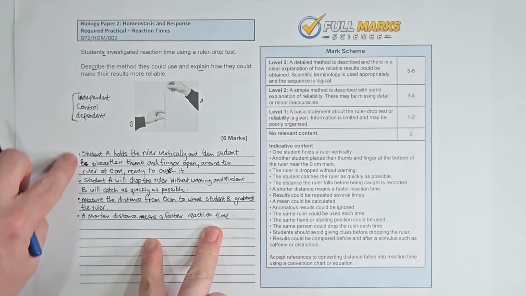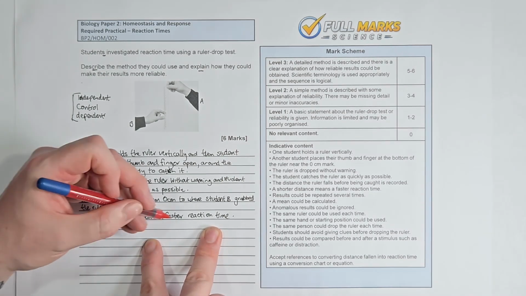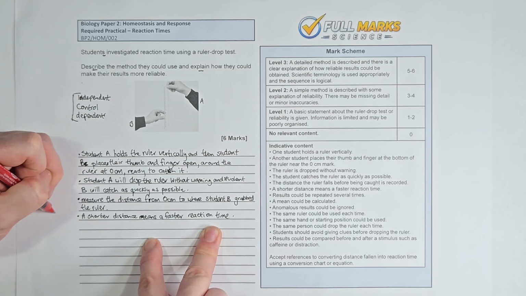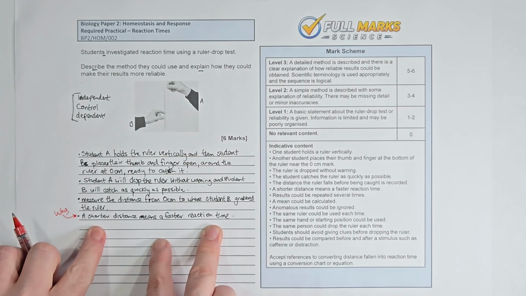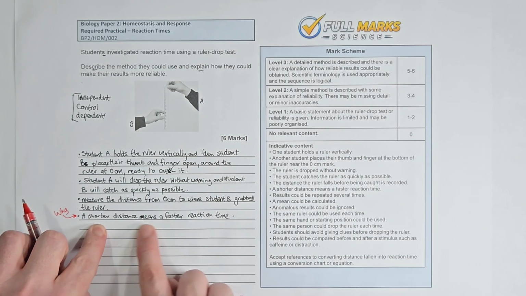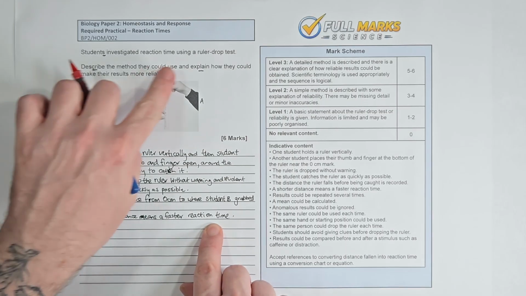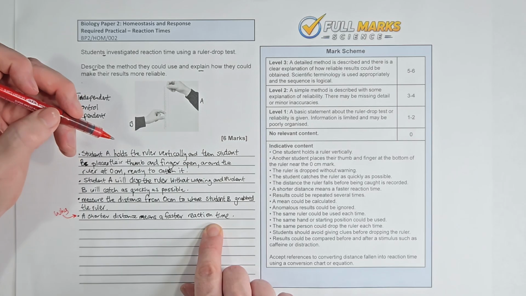That is effectively the whole practical. So before we get on to the next part of that, I'll just annotate some small bits on here. So shorter distance means a faster reaction time. That is kind of why we're doing the whole practical, because we can measure a distance, and the shorter it is, the faster the reaction time. That's what it's asking us to sort of investigate in the whole question.